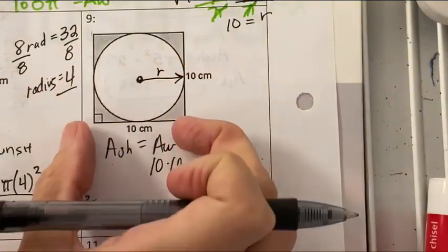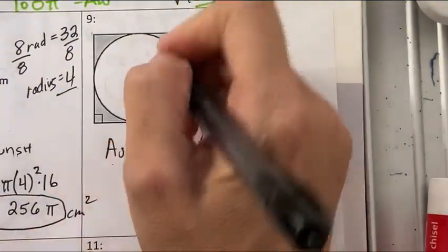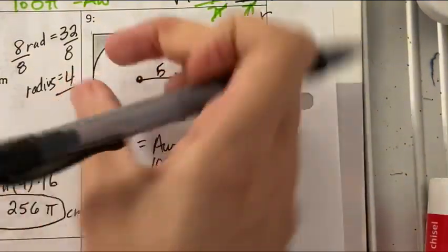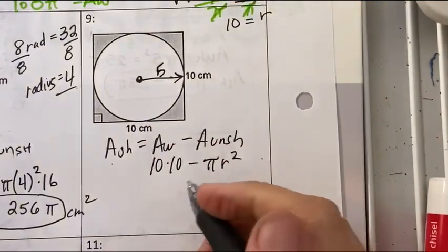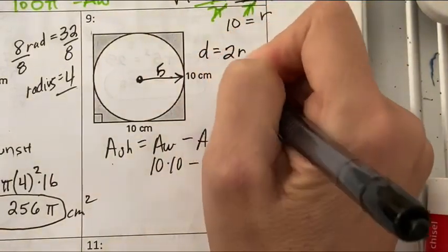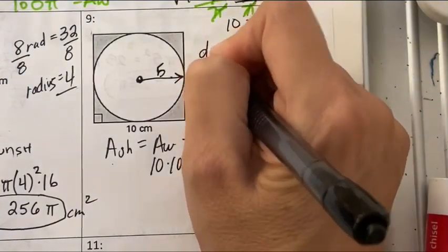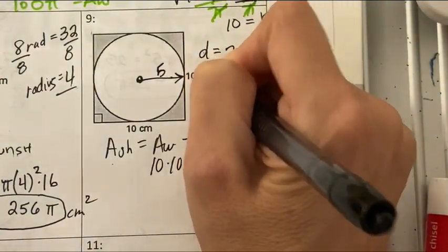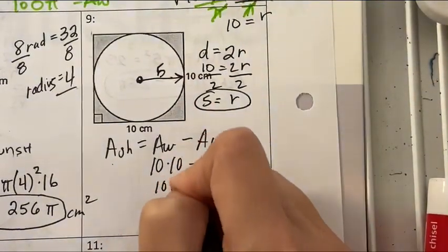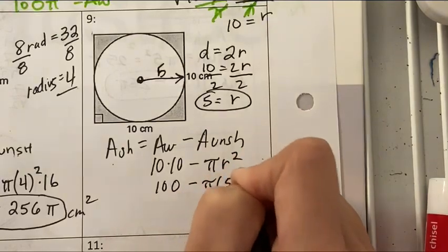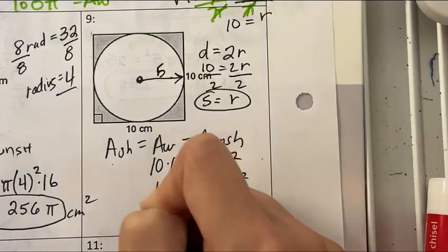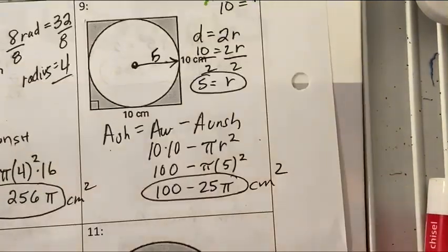If the diameter is 10, all the way across is 10, then the radius here has to be 5. Does that make sense? That's 5, that's 5, that's 5, that's 5. The diameter is 2 times the radius, so if the diameter was 10, then the radius has to be 5. Okay, so I can plug that in here. Pi 5 squared, so 100 minus 25 pi. That's my answer, centimeters squared.